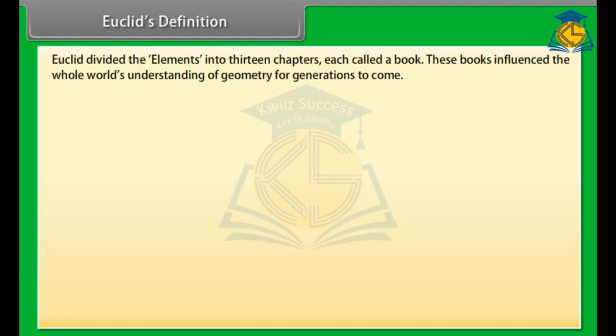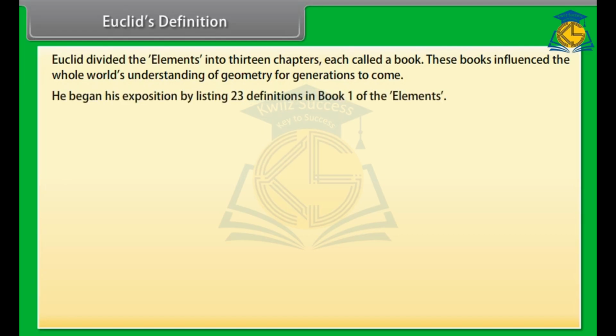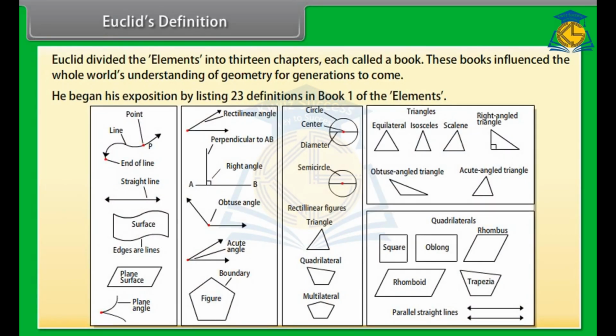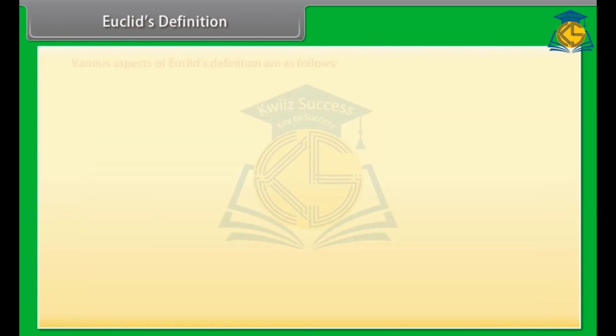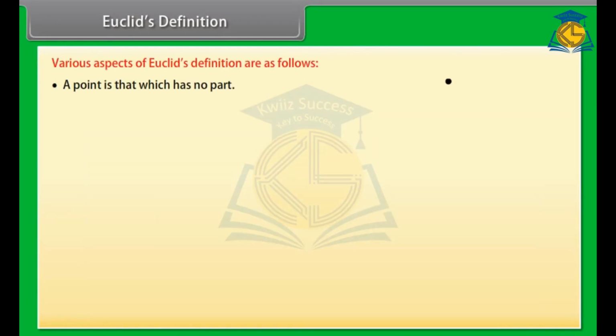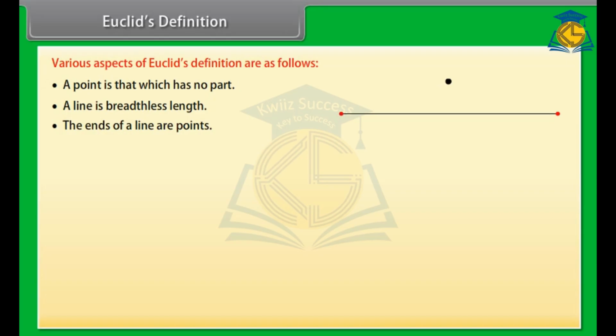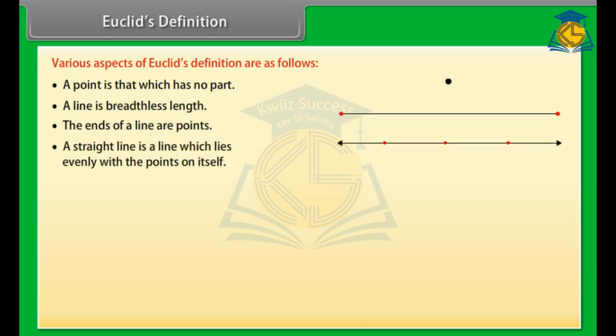Euclid's definitions. Euclid divided the Elements into 13 chapters, each called a book. These books influenced the whole world's understanding of geometry for generations to come. He began his exposition by listing 23 definitions in Book 1 of the Elements. A few of them are: a point is that which has no part; a line is breadthless length; the ends of a line are points; a straight line is a line which lies evenly with the points on itself.